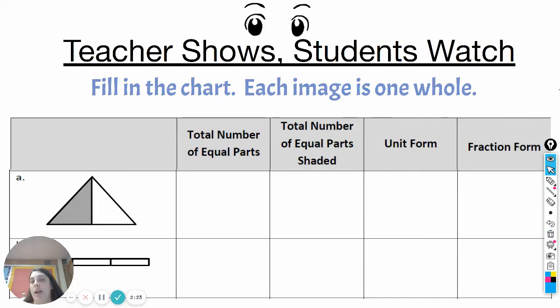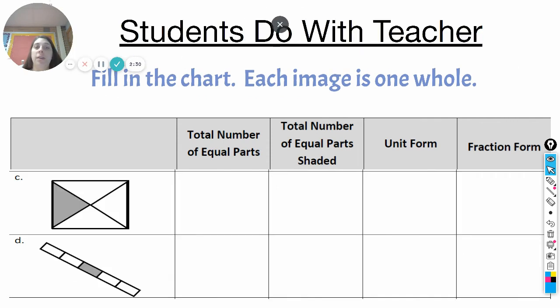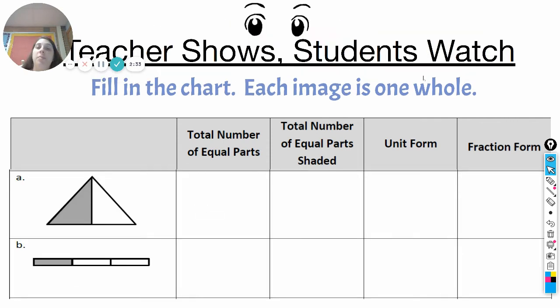Okay, so let's practice some of that. First, I'm going to show you an example. And it says here, fill in the chart. Each image is one whole. So we're going to start with A, which is this triangle here. And first it's asking the total number of equal parts. So you can see that there's 2 equal parts. So I'm going to put a 2 in here. Next, it says total number of equal parts shaded. Well, just one of those pieces is shaded, so I'm going to put 1.